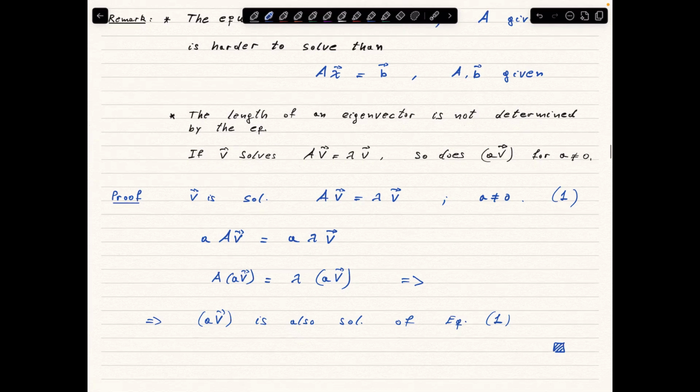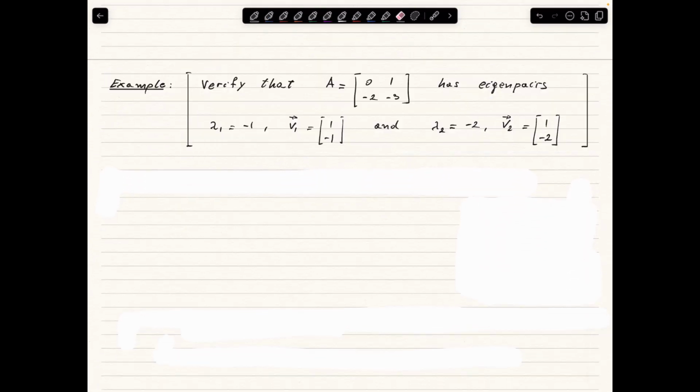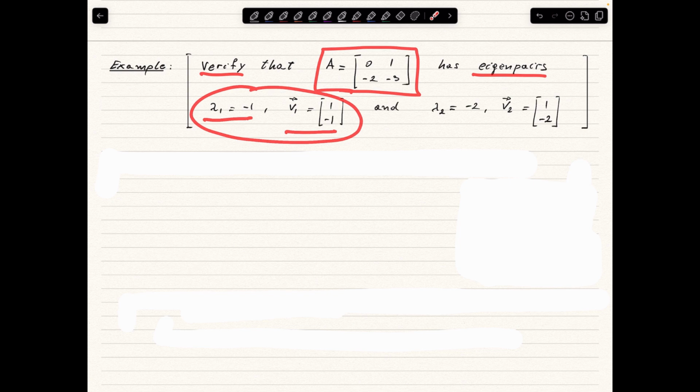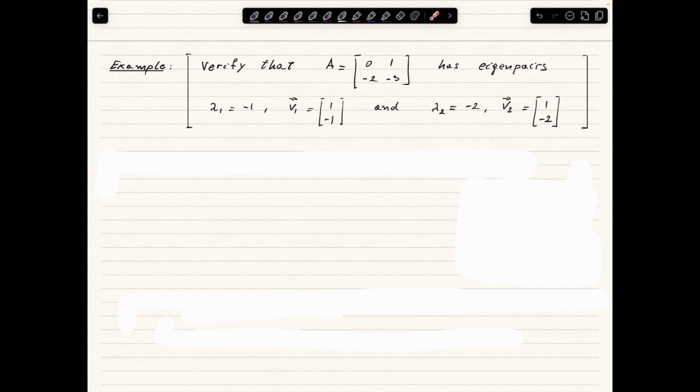Let's see an example of an eigenvalue and eigenvector of a matrix. In here we need to verify that this 2 by 2 square matrix has eigenpairs, so eigenvalue and eigenvector, these go together. Before we do that, let's start with a little remark that not any vector is an eigenvector.